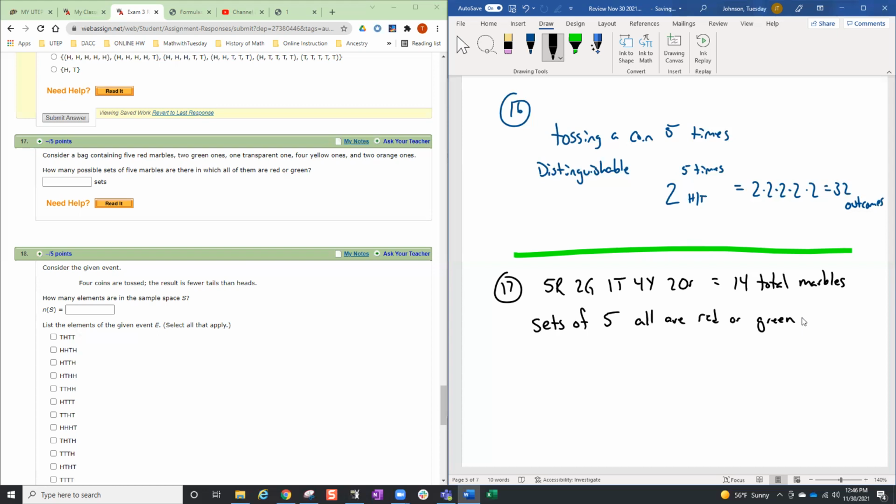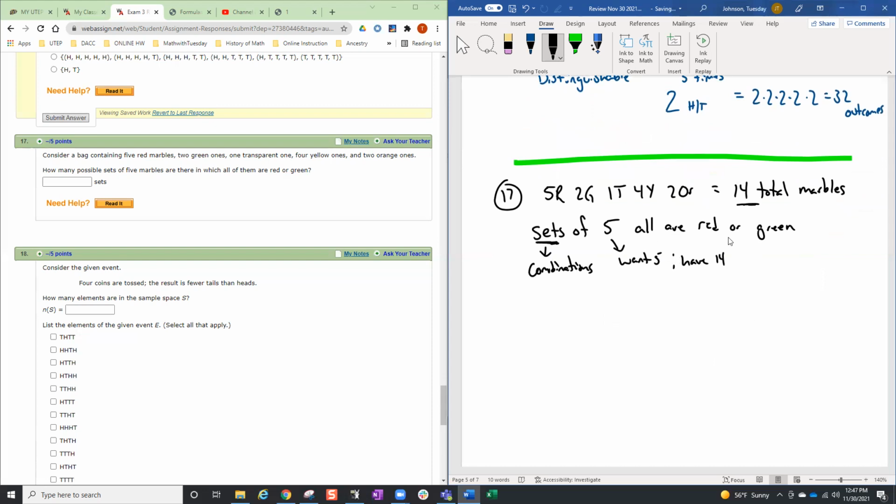Oh my goodness. Okay. How many sets? So we're not looking for a probability. Sets tells us we're going to use combinations. There's no order. It's not ordered sets, it's just sets. So we want 5, and we have 14. So here's the deal. All are either red or green. So I could have 5 red, 0 green, or I could have 4 red, 1 green, or I could have 3 red, 2 green. Right? And that's the most I could go because that accounts for all the green.